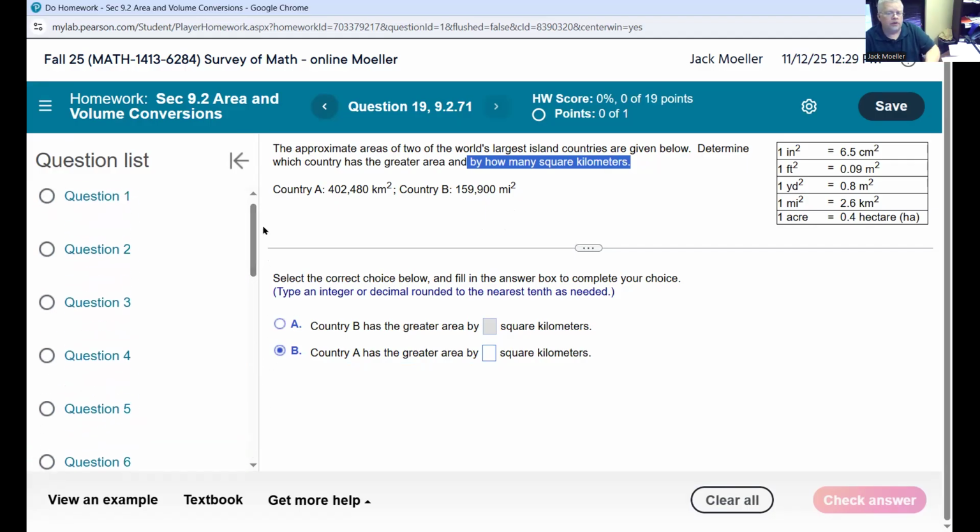So other than just knowing how the square area or the cubic volumes work of units, it's straightforward, many conversions. All right, that's all I have for this video.